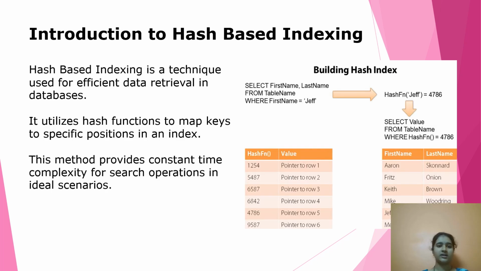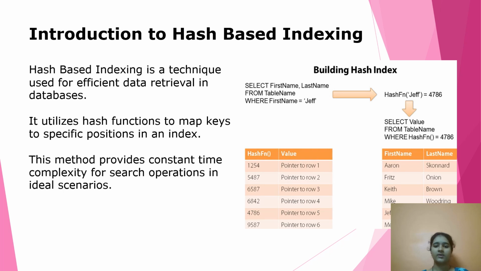Introduction to hash-based indexing. Hash-based indexing is a technique used for efficient data retrieval in databases. It utilizes hash functions to map keys to specific positions in an index. This method provides constant time complexity for such operations in ideal scenarios.